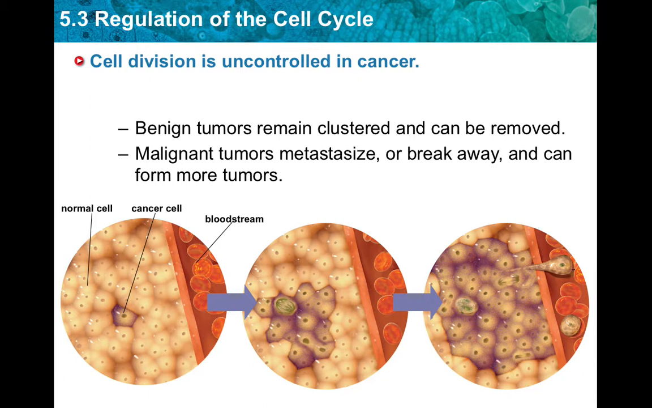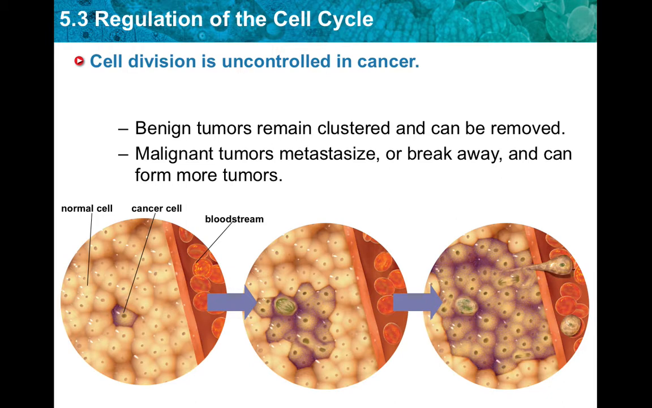Basically, major types. We have the benign tumor, which is typically clustered together, may be harmless, and may be cured by removal. That's a good thing if you have cancer, because if you have a benign tumor, you can just remove that part of your body through a surgical process and recover from cancer.